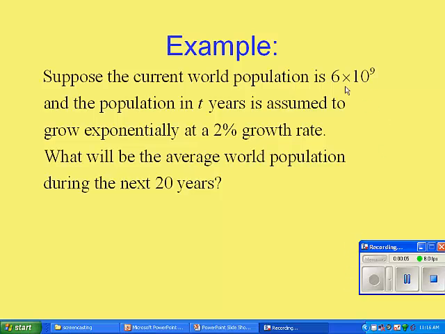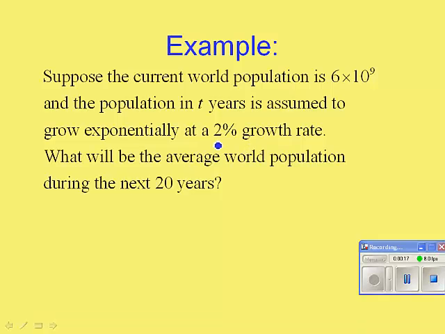6 billion people, I'm saying, is the world population. And in t years, I'm assuming that the world population is growing at a 2% growth rate. Now, where the heck did I get that from? Well, I don't know. Okay, let's just leave the source out of here. Don't worry about that right now. Let's assume we can get better information with more reliable sources. The point is, can you answer a question like this? What will be the average world population?